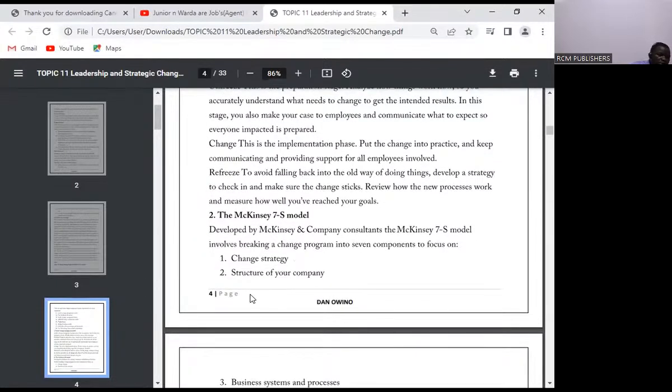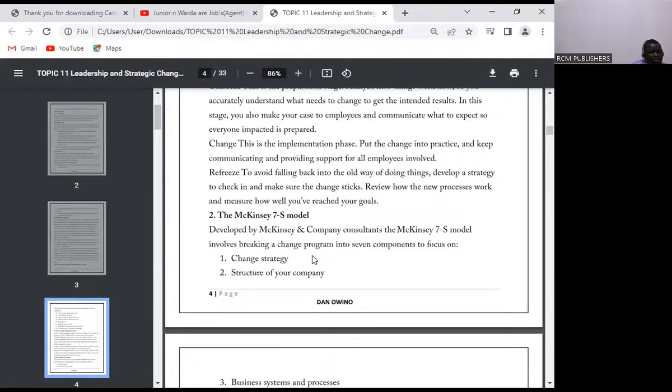Next, we have the McKinsey 7S model. I hope we have interacted with this name, McKinsey. McKinsey is a globally reputable management consultancy firm. They have offered consultancy to major corporations. They are very good in that area of offering managerial advice. They do charge a very premium fee. They are quite expensive in terms of the consultancy services they offer. Their employees are always known to be the best consultants.